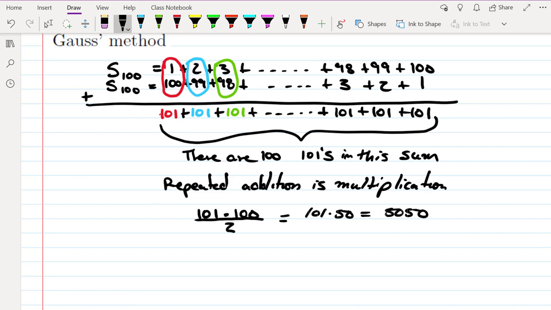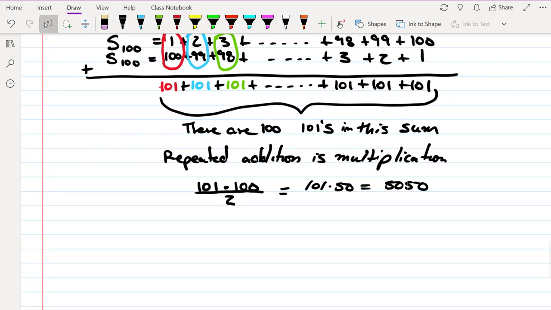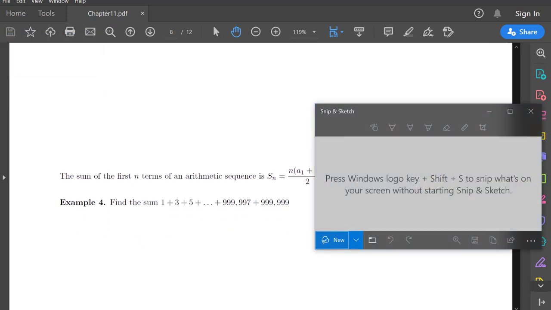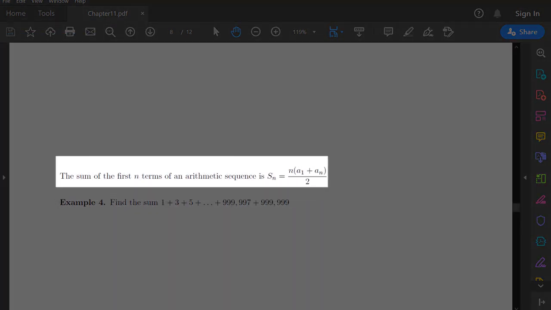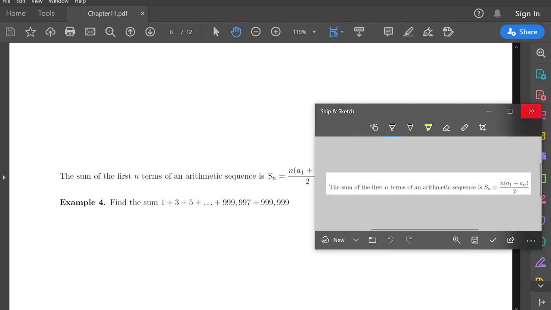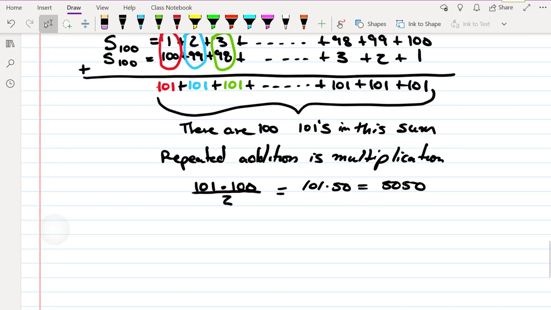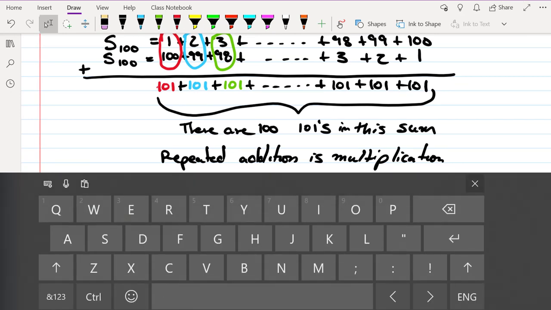So the sum of the first n terms of an arithmetic sequence is given by this formula, which is a generalization of the example that we just did.